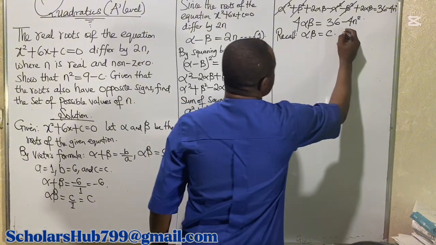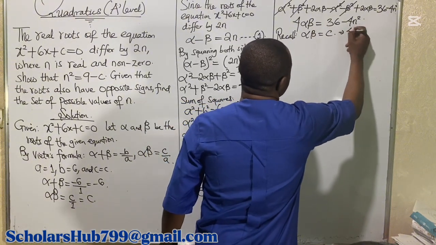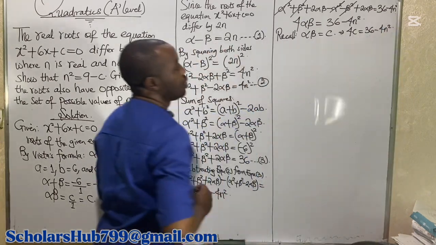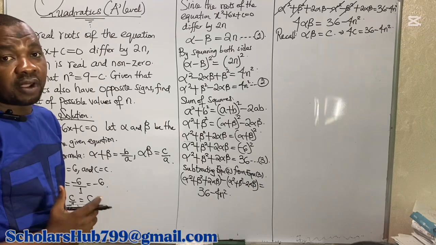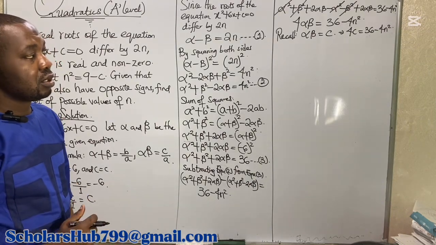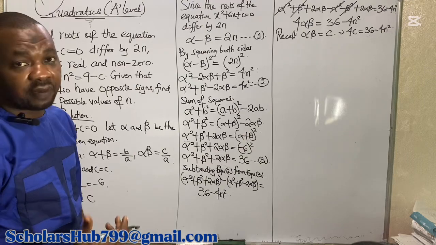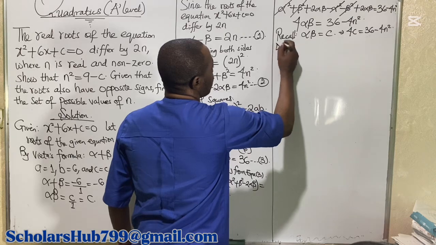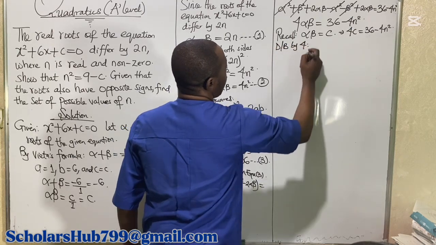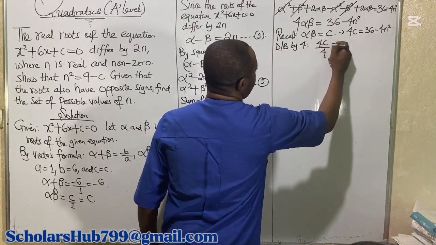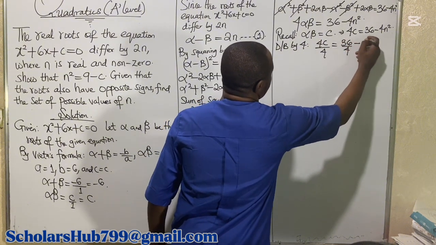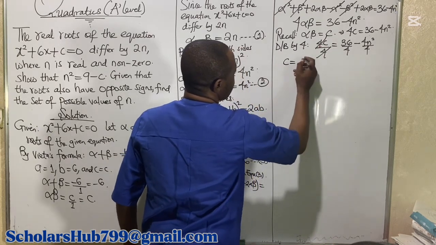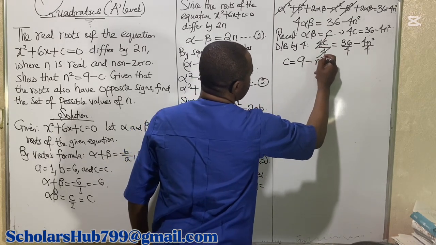So this equation will be 4C equals 36 minus 4n squared. We can now divide the equation by 4 because 4 is a factor of 36 and it's also a factor of itself. So divide both sides by 4. We then have 4c over 4 equals 36 divided by 4, then 4n squared over 4. So c will be equal to 9 minus n squared.